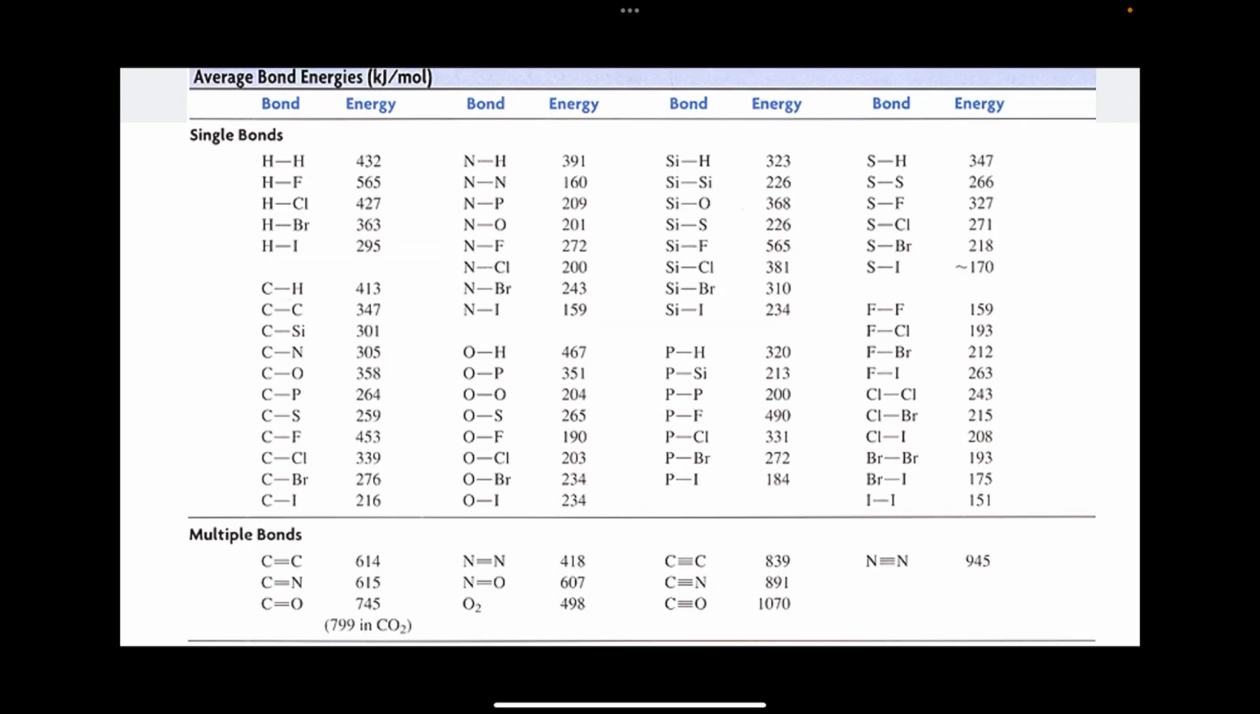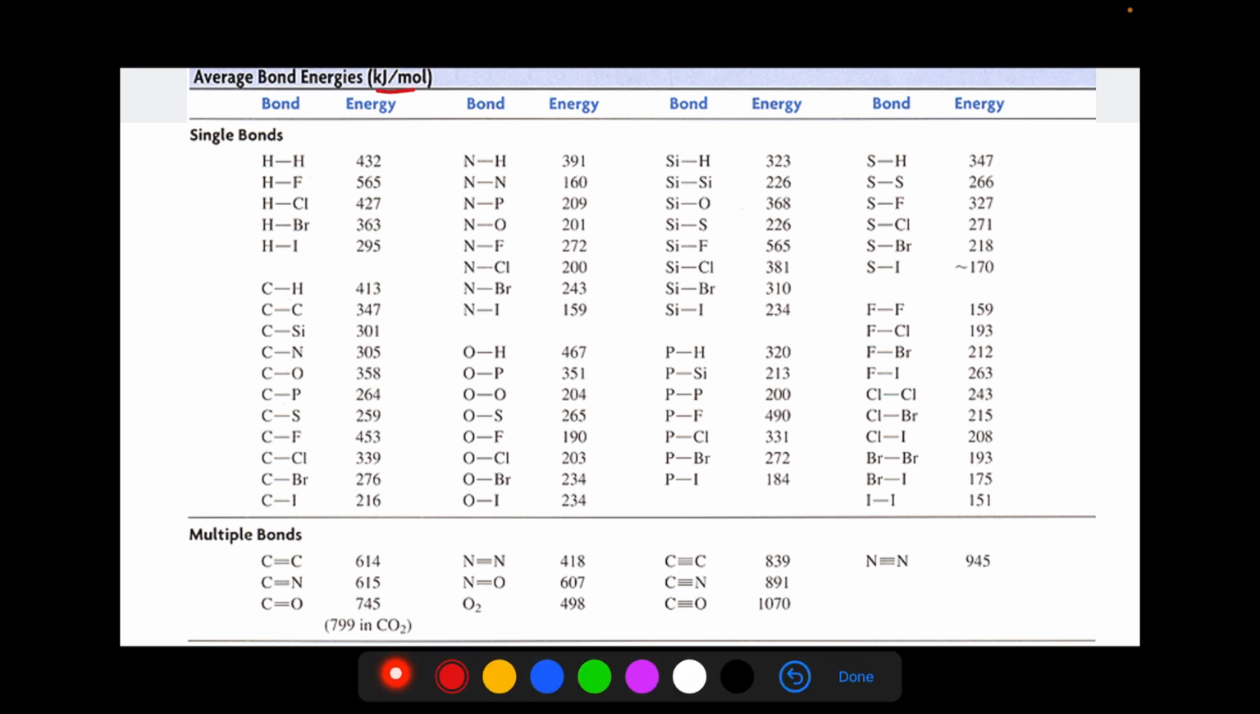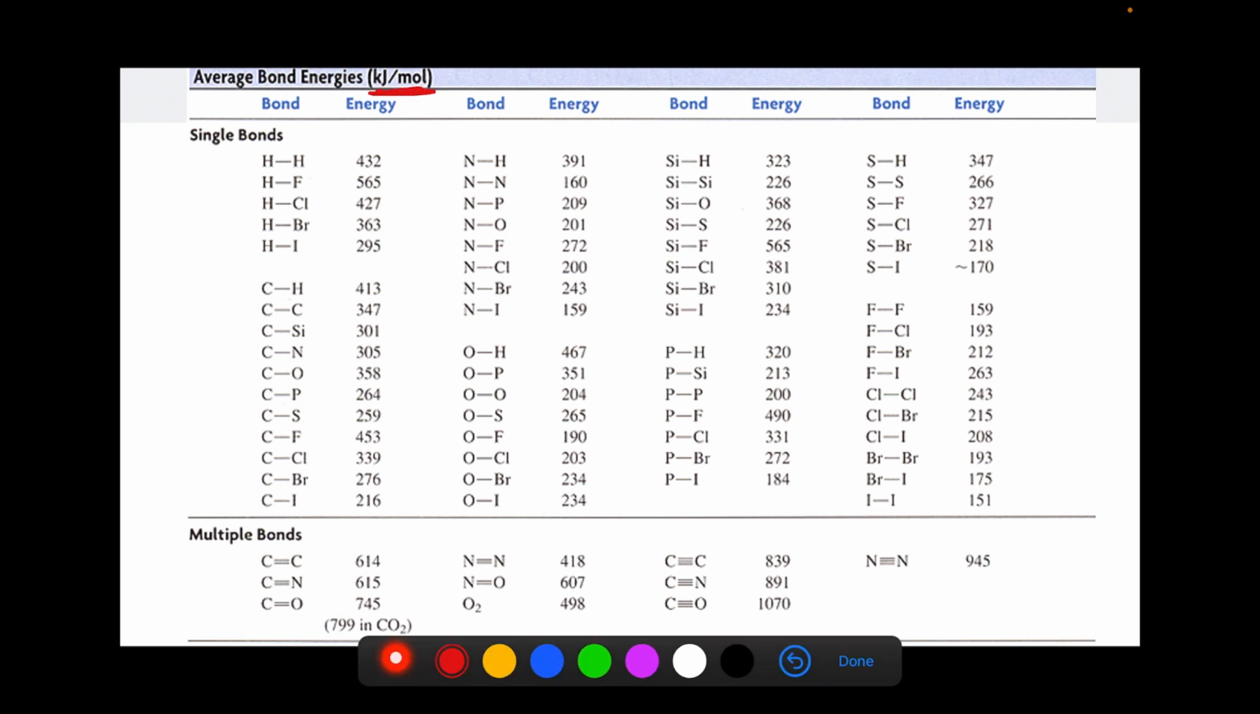Here's a table of average bond energies. Again, they're reported in kilojoules per mole, meaning if we want to break a mole of H-H bonds, we will require 432 kilojoules. That also means that if we're going to form a mole of H-H bonds, 432 kilojoules of energy will be released. So the magnitude stays the same, but the sign changes.